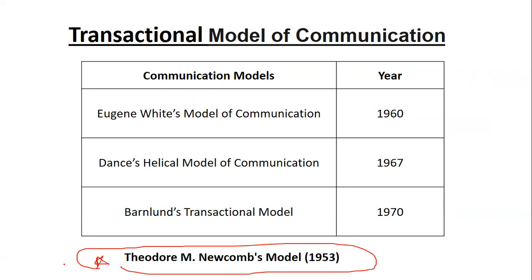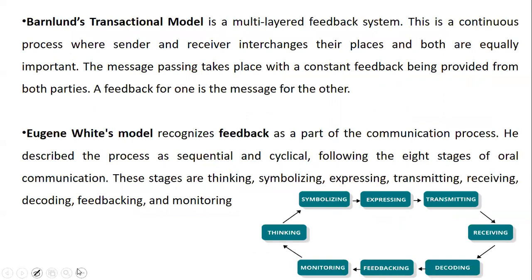Now, let's see the next model. First, they have discussed Barnlund's transactional model. Under the transactional model, it is a multi-layered feedback system. That is, here the sender and the receiver interchange their places, both equally important, and the message passing takes place with constant feedback. So the feedback is one of the important elements of these types of models.